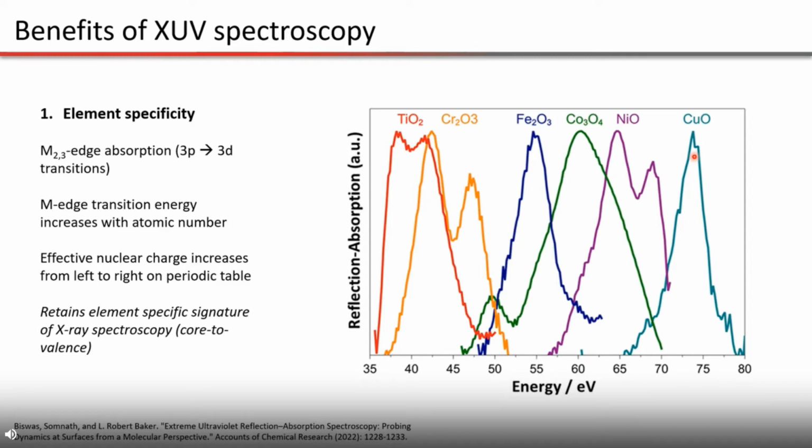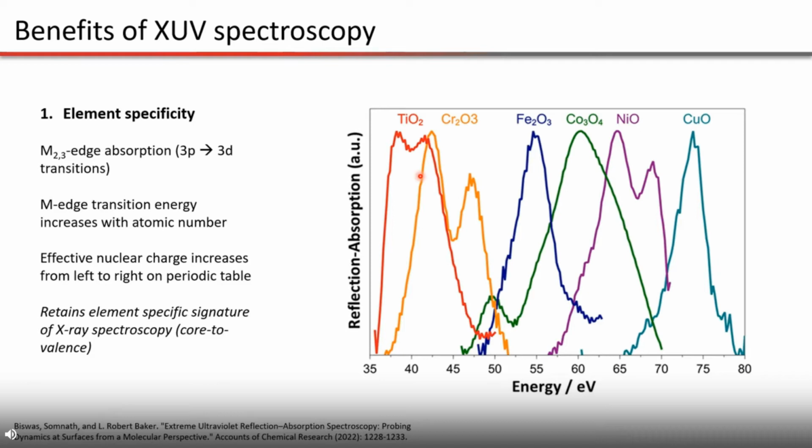So the effective nuclear charge is increasing from left to right on the periodic table, and this directly causes this shift of excitation energy. So what we're saying is that we're actually retaining the element-specific signature of X-ray spectroscopy, and this is essentially due to the core to valence principle of how X-ray and XUV spectroscopy work.